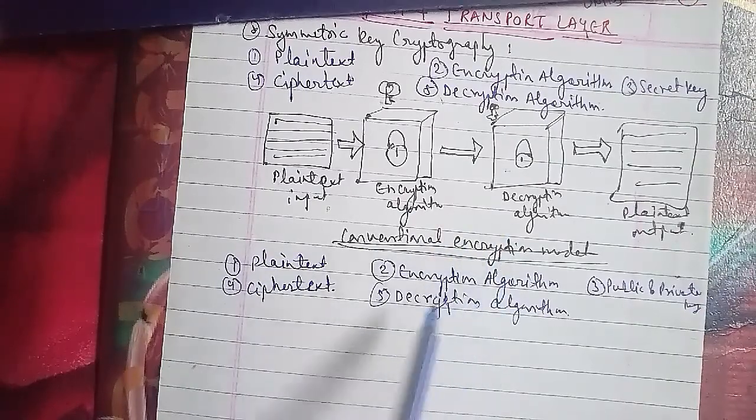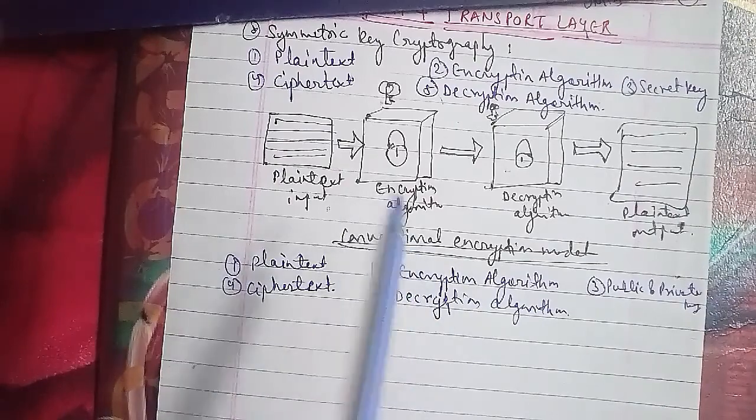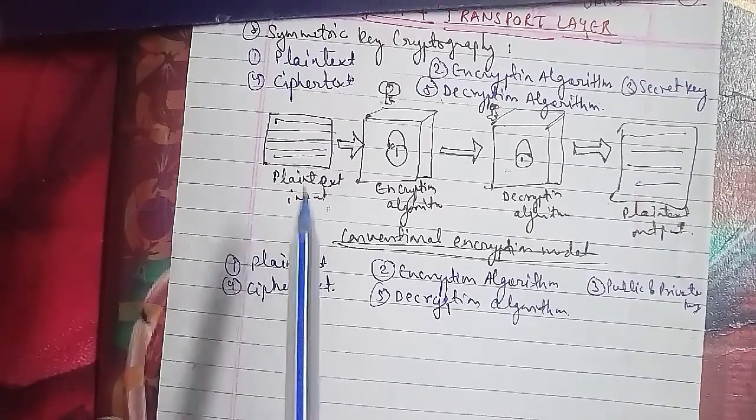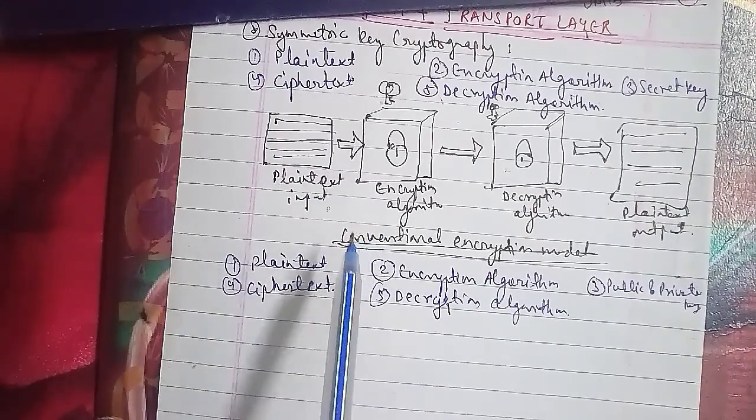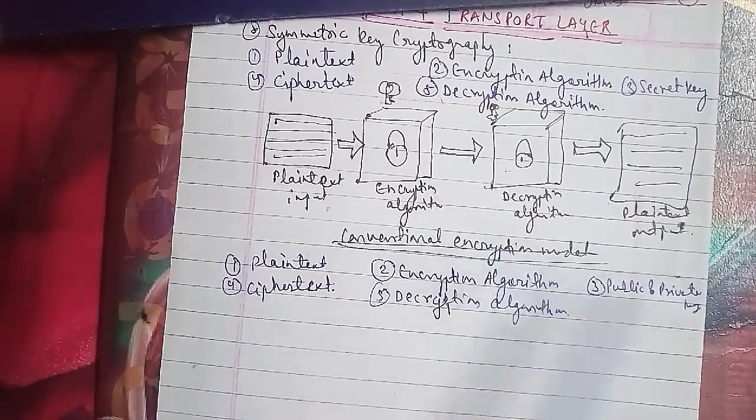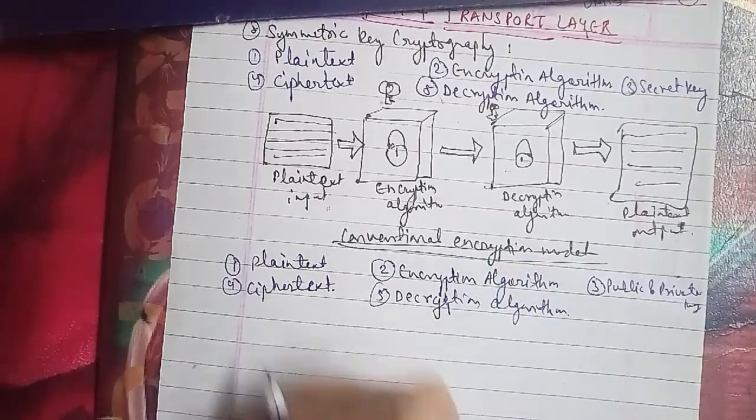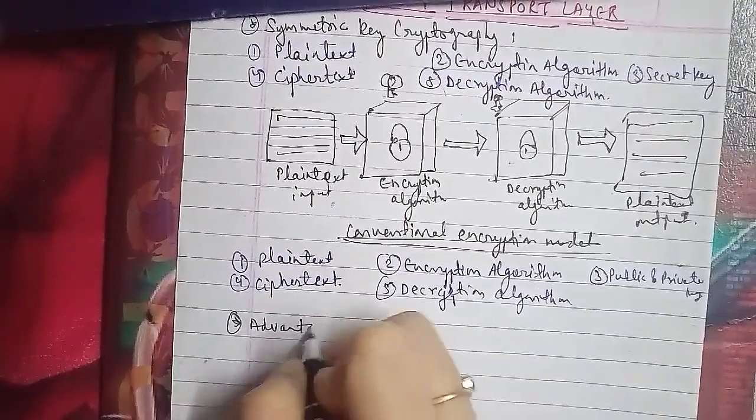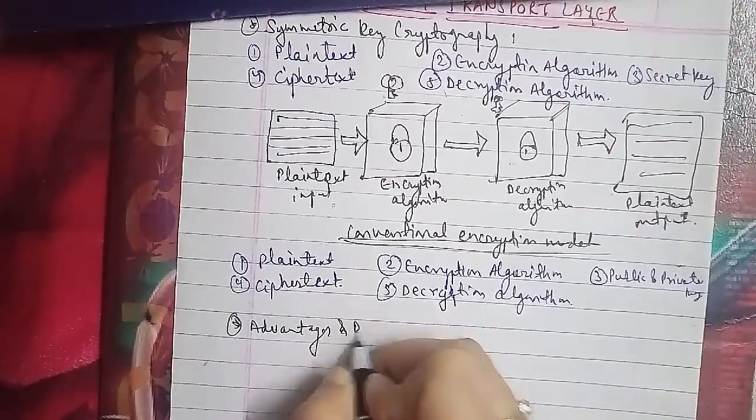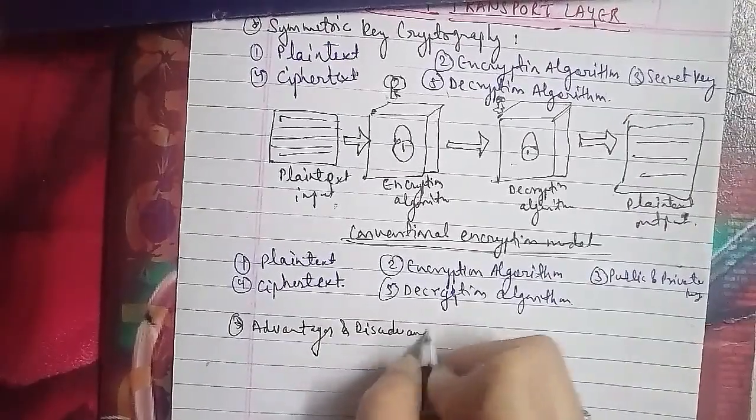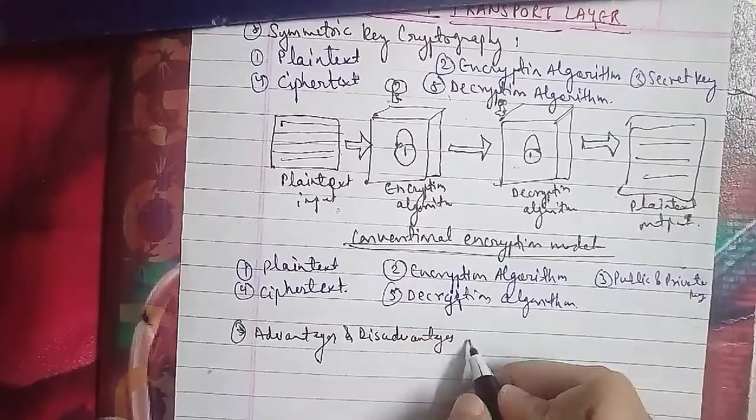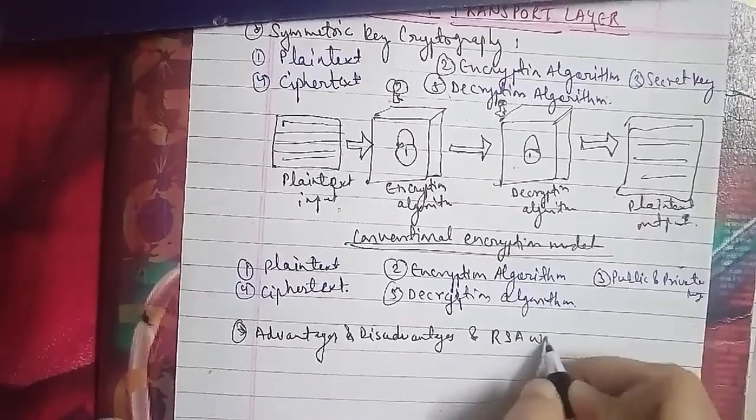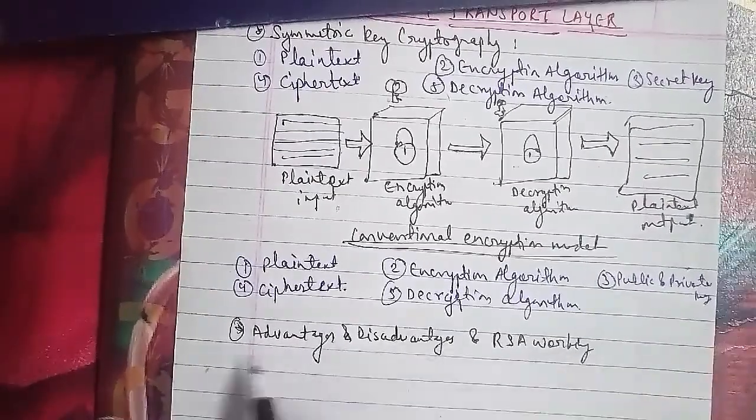We'll discuss in detail what public key cryptography is. So now we'll go ahead with the advantages and disadvantages, and of course RSA working, that we have to discuss. First we'll go ahead with the advantages, then the disadvantages, and then RSA working.